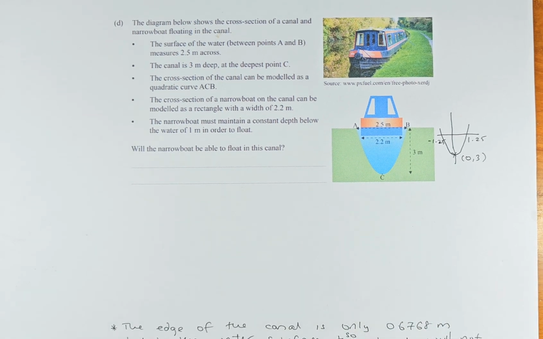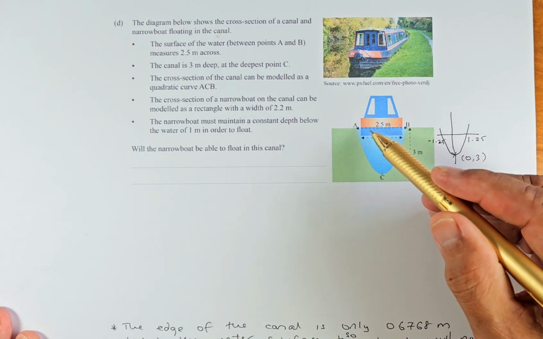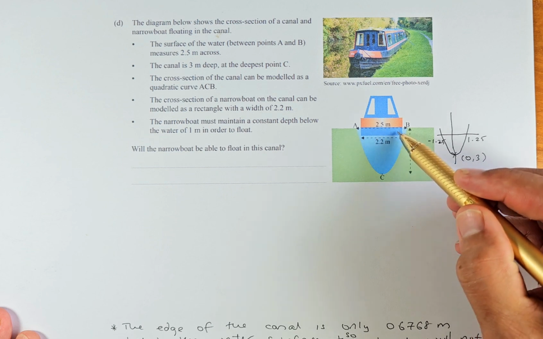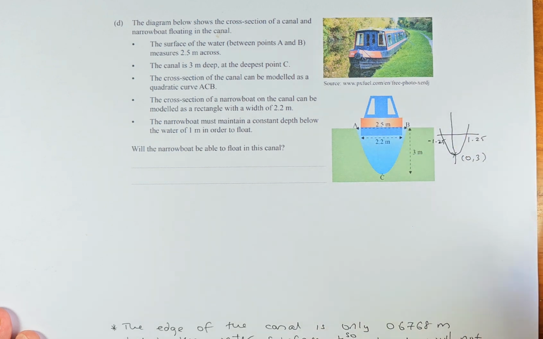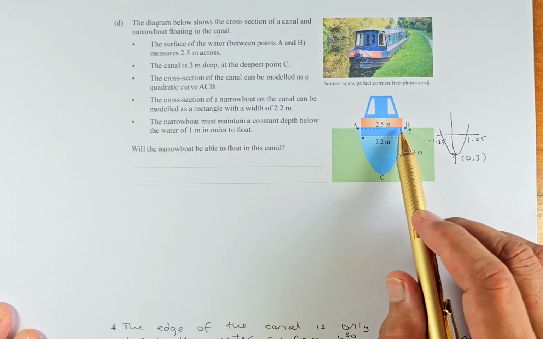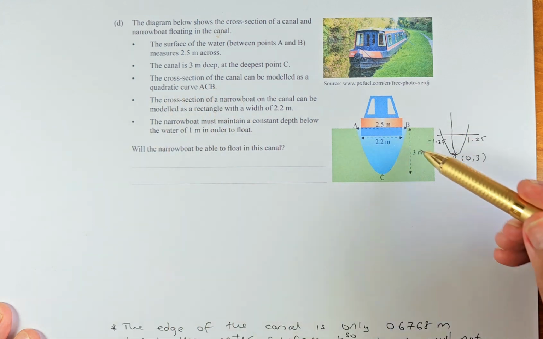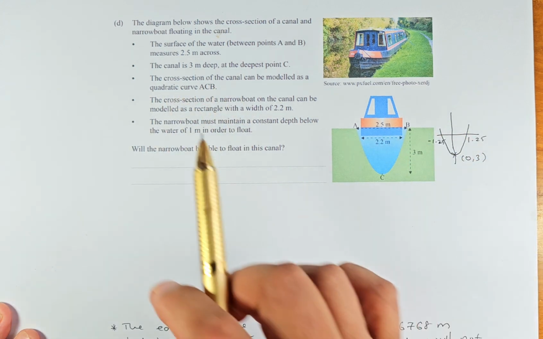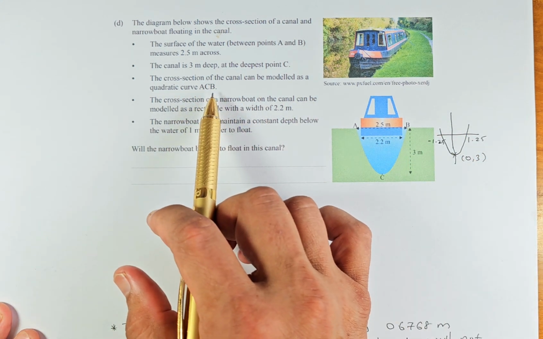The diagram below shows the cross-section of a canal and a narrow boat floating in the canal. The blue thing is the canal, and the bottom of the narrow boat is the blue little stuff there. The surface of the water between point A and point B measures 2.5 meters across. The canal is 3 meters deep. The cross-section can be modeled by a quadratic graph ACB.